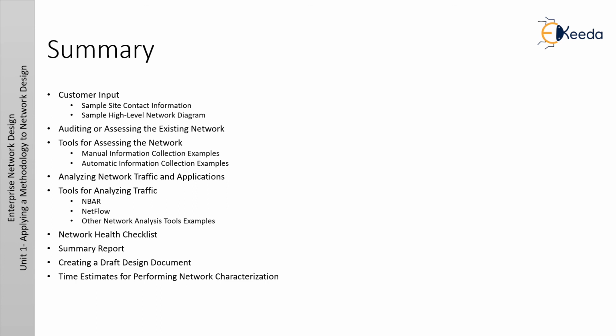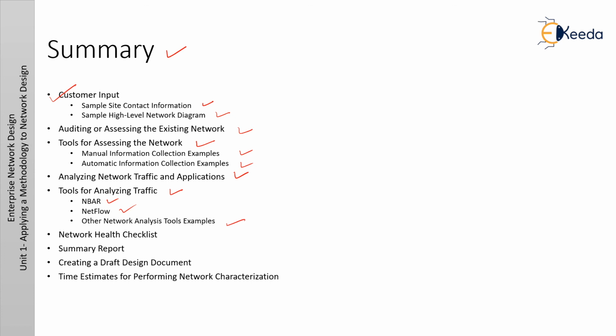So this is our summary diagram. Whatever we have discussed in this chapter, starting with customer input. What are the required inputs? Simple site contact information, a simple high level network design, then auditing or assessing the existing network, tools for assessing the network, manual information and automatic information. Cacti is a very popular tool for that. Then analyzing network traffic and applications. Tools for analyzing network traffic include NBAR and NetFlow, and other network analysis tools are also given.